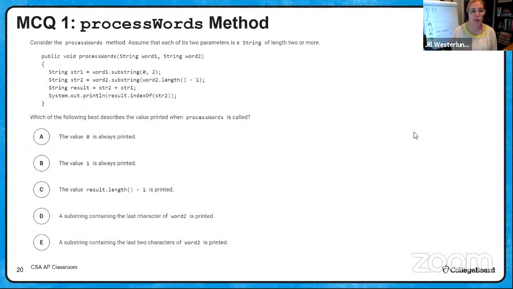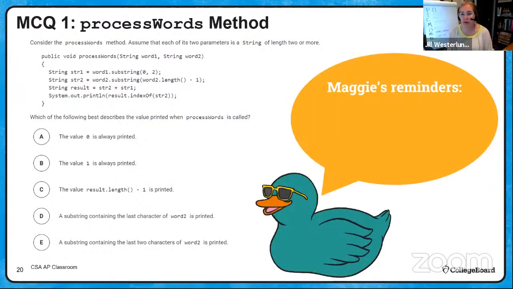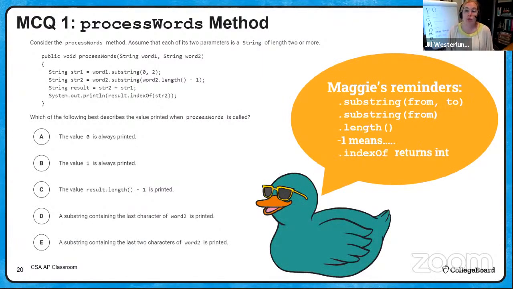Okay, multiple choice number one. For this one, you might want to grab your Java quick reference, or Maggie's going to remind you a little bit. So unpack just a couple. Substring: there are two overloaded substring methods, a from-to and a from-only. And then length: what does minus one mean in terms of a string or an array? And then indexOf returns an int. So this is your softball question for today.